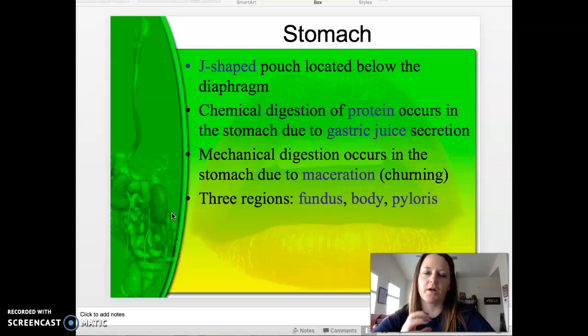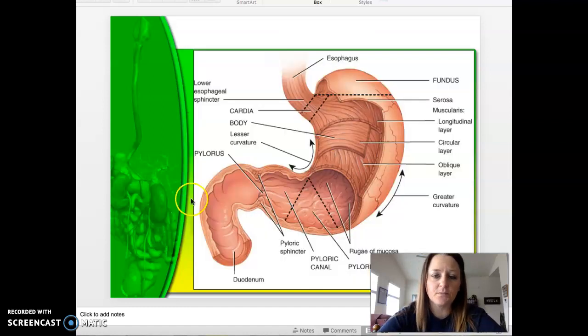That's just where your stomach is actually moving to help break things down. There are three regions, and you're going to need to know what these look like: the fundus, the body, and the pylorus. I'm going to show you on this next slide. So the fundus is actually this top part right here.